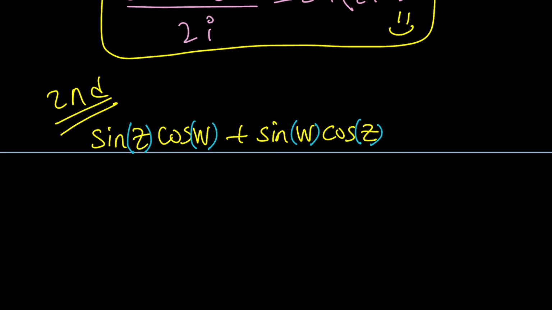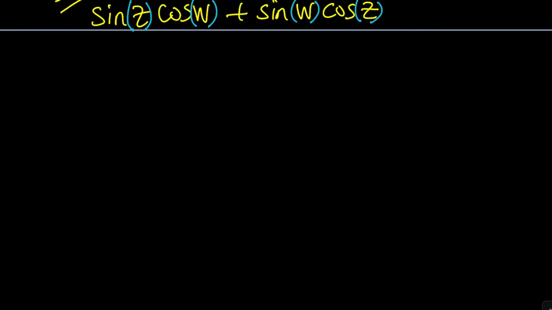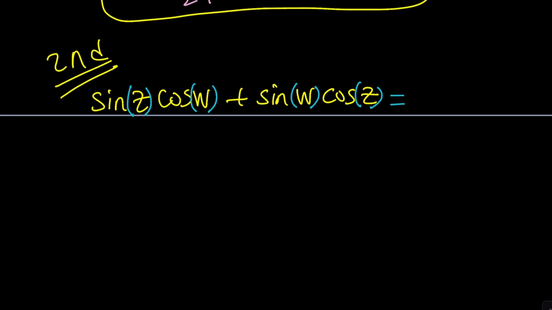Anyways, so this is the type of expression we are trying to turn into another form, right? And here's the thing. This is actually the sum formula for sine. In other words, if you know the formulas, obviously, if you memorize this formula, you should know that this is the same thing as sine of z plus w, right? Wow, that was quick because this is an identity.